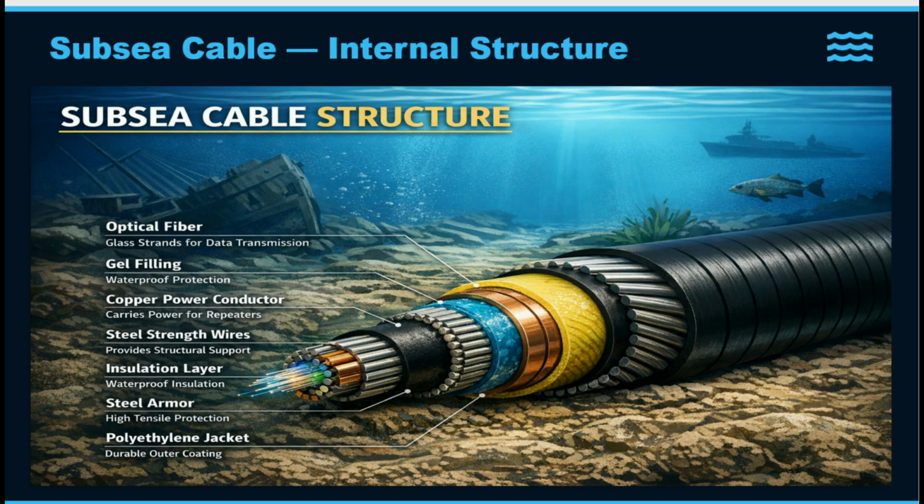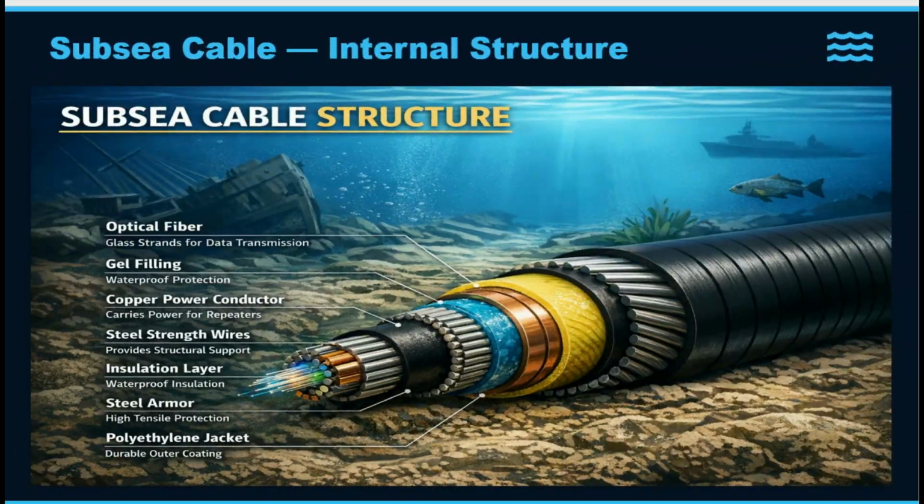This is the cross-section of a subsea cable. Let us go layer by layer from outside to inside. The outermost layer is the polyethylene jacket. This is a durable outer coating that protects the cable from seawater. Next is steel armor. This gives high tensile protection. Near shore areas have double armor because of fishing nets and ship anchors.